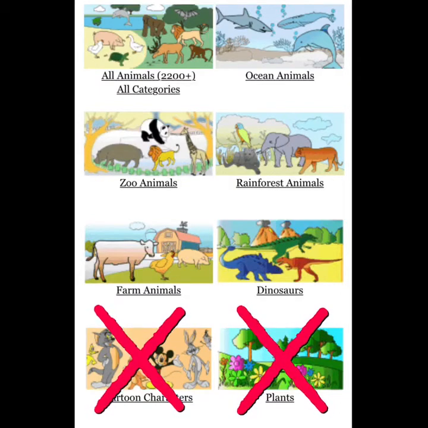Or if you know you want an ocean animal, a zoo animal, something like that, then you can click on one of those tabs. You can use any of these tabs on here except for cartoon characters and plants. I want it to be a real animal, and I will let you do dinosaurs even though they are extinct. If you would like to do a dinosaur, if that's your favorite animal, then you can.